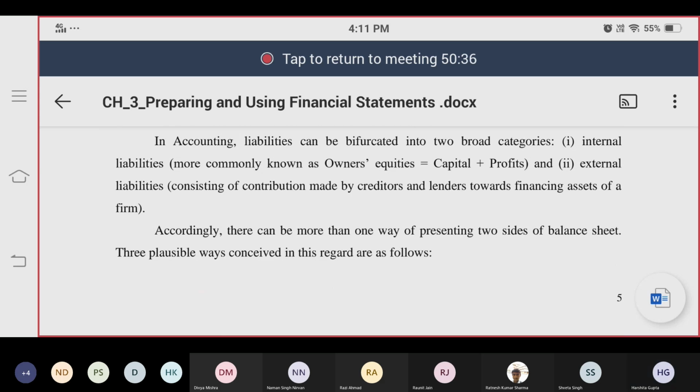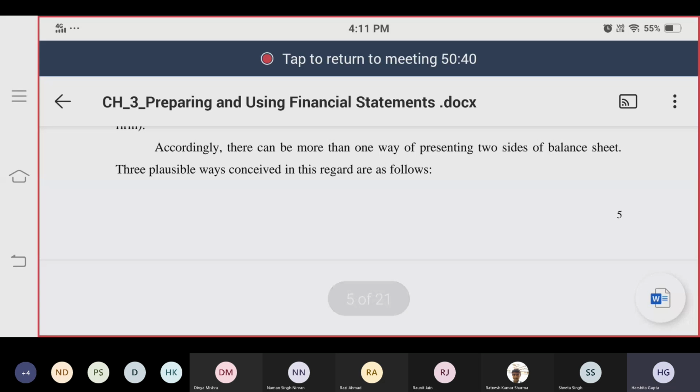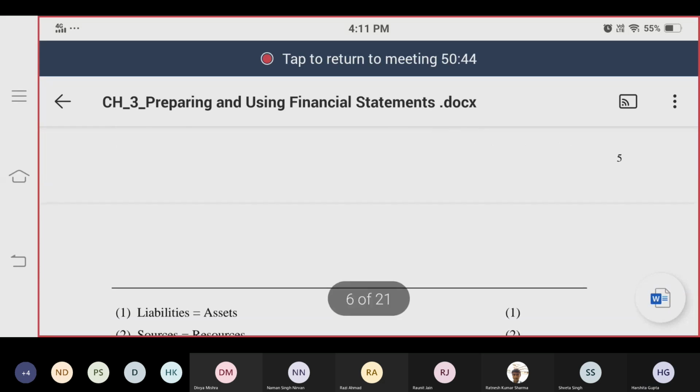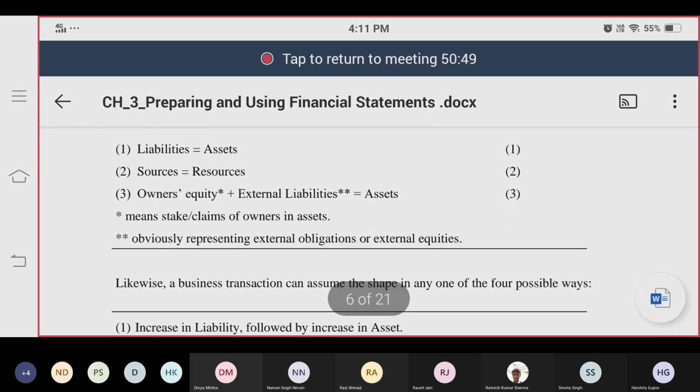But before we discuss that, any doubts, any questions on this? Okay. Harshita, you can scroll down now. Here, yeah, just stop here.